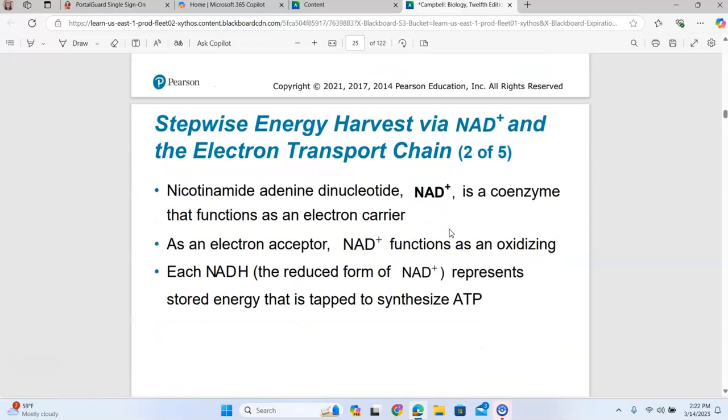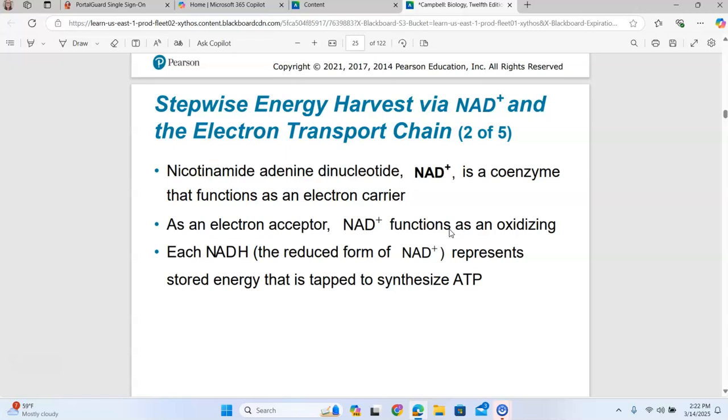All right, there are also a couple of chemicals called coenzymes that are important in cellular respiration. One of them is NAD+. You don't have to know the name of it. It's nicotinamide adenine dinucleotide, but it's a coenzyme of cellular respiration.